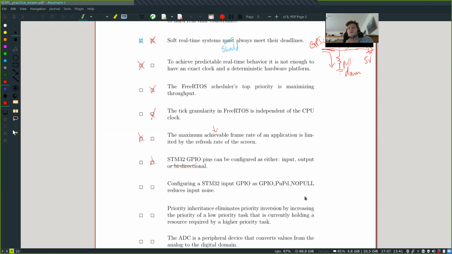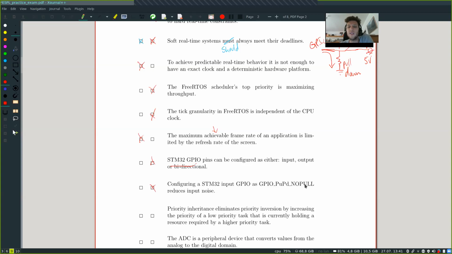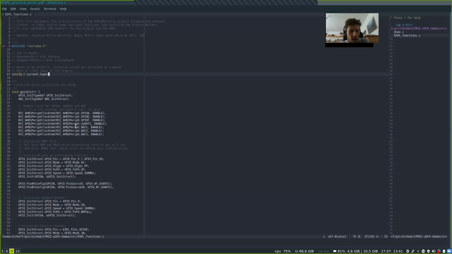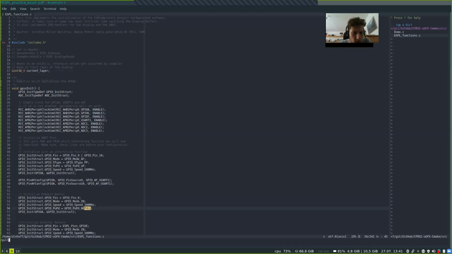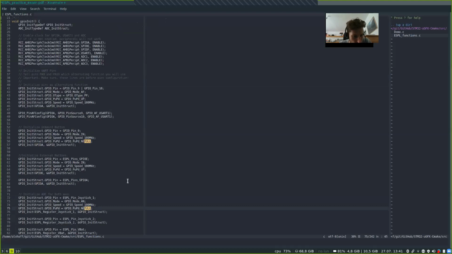So if you had no pull down resistor, so you've left this pin not tied high or low, would this reduce input noise? No, you would need it to reduce input noise. So if you didn't have it, you would not. So this is false. You need this pull up. So there we go. No pull. And then for the input, you need pull up or down. I don't think there are any outputs configured in this project.